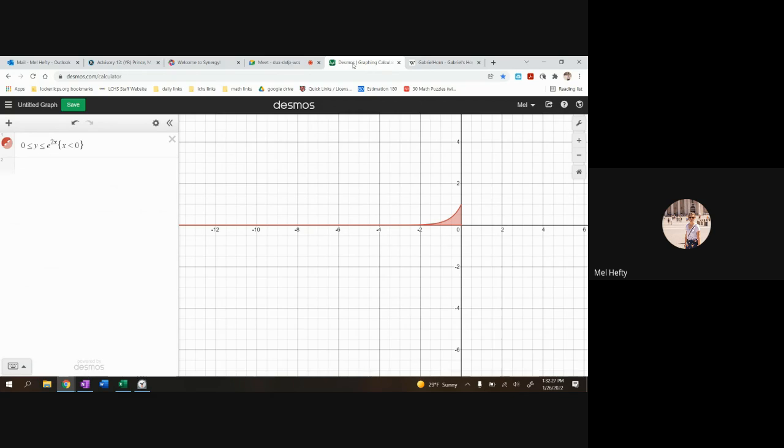Would you need an infinite amount? No. It would take you an infinite amount of time, but it would take you a finite amount of paint.